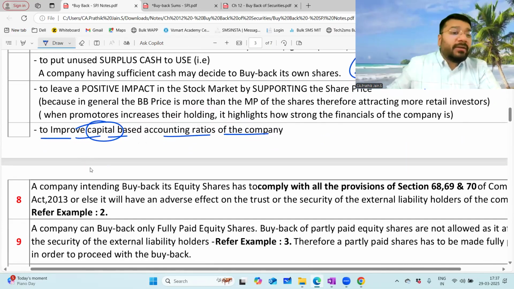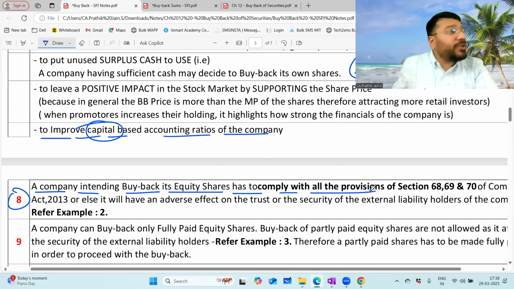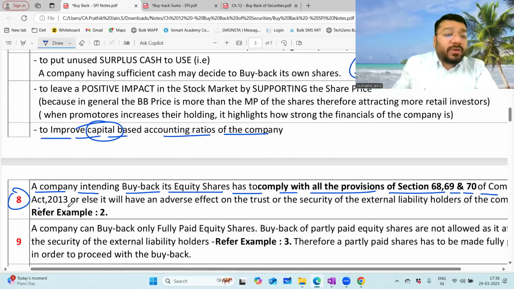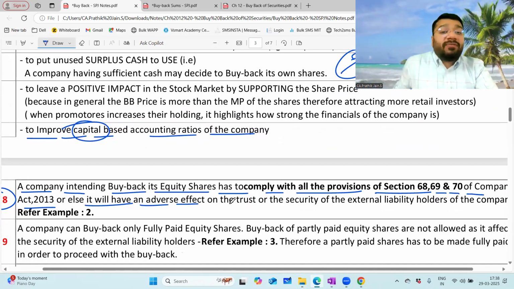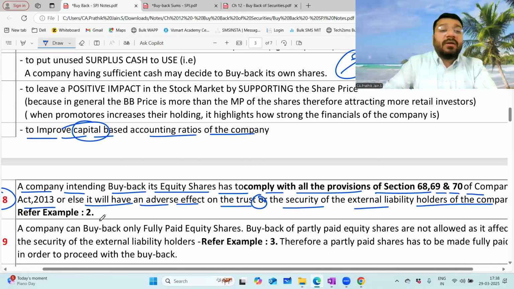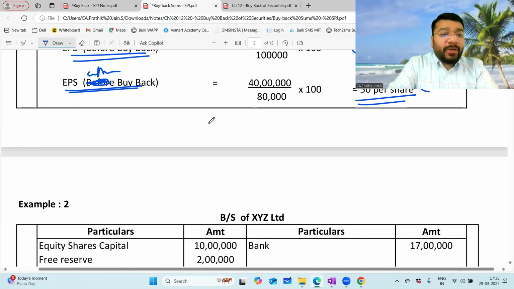Okay. Let's go to point number 8. A company intending to buy back its equity shares has to comply with all the provisions of Sections 68, 69, 70 of the Companies Act 2013, or else it will have an adverse effect on the trust or the security of the external liability holders of the company. Now, very simple. Let's come back to example 2.